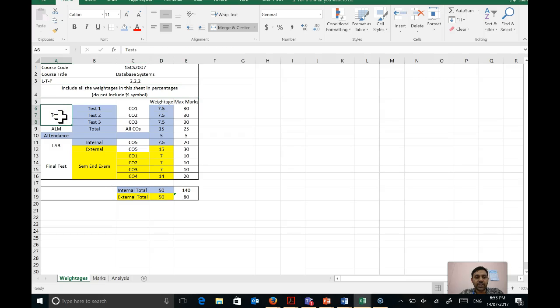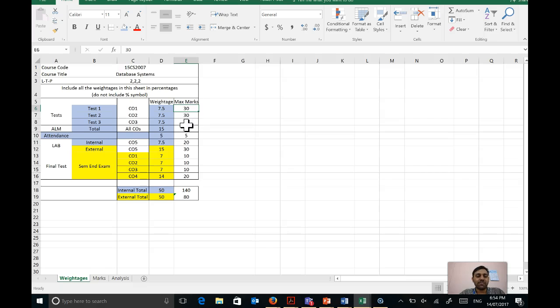We are now talking about the tests. Test 1, which is a measure of CO1, is conducted for a maximum of 30 marks and has a weightage of 7.5. Test 2, CO2, has a weightage of 7.5 and maximum marks of 30. Now these can vary depending on the course. Some courses will have the tests at 10, 10, 10 each. Some courses might have 5, 5, 5 each. It completely depends on the course.